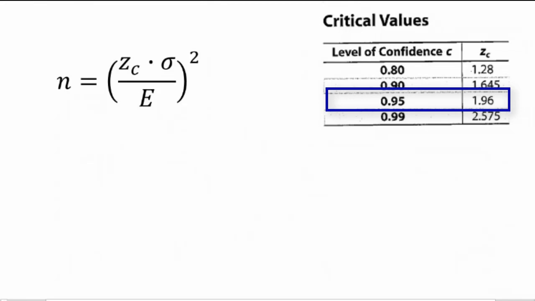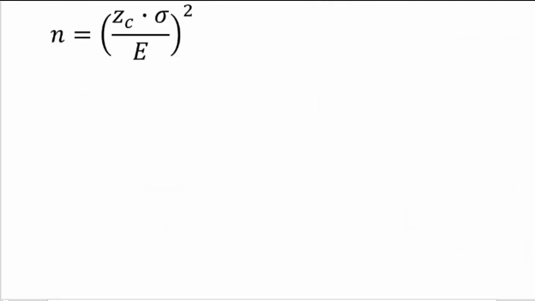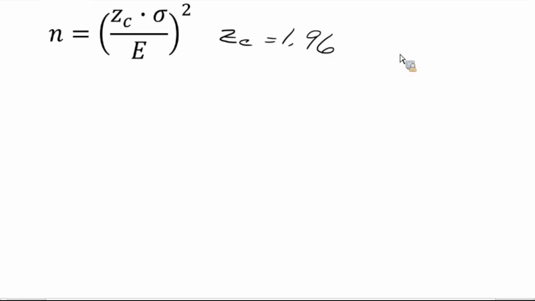I provided the table to show you those that your textbook will use, and we can see that the 95% confidence level corresponds to a z-score of 1.96. We have our z-score, and it equals 1.96. We were also given the population standard deviation, which is represented by the Greek letter sigma, and that is 1.4.